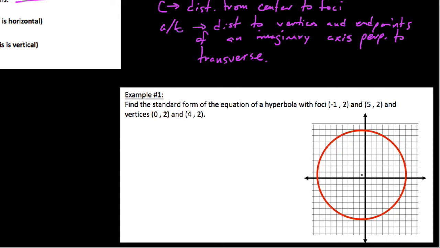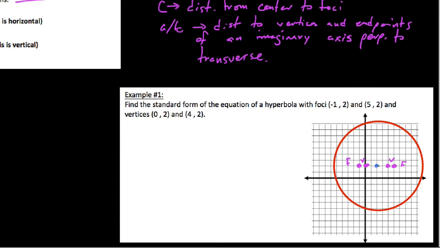The foci are at -1, up 2, so here's a focus. And then (5, 2) would be 5 to the right here at the same height. So we have a focus and a focus here. I already know that our transverse axis runs left and right. And then I have vertices at (0, 2), so this is going to be a vertex here. And then (4, 2) would be on this other side here. So that's a vertex and that's a vertex. I'm going to label those out.